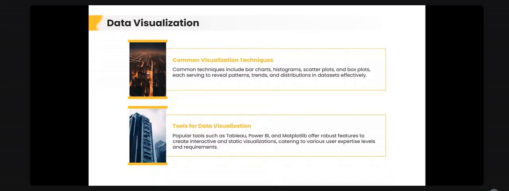Now we'll see techniques and tools. Some of the common techniques that I can think of is visualization, like bar charts, histograms, scatter plot, box plot, which will reveal patterns, trends, and the distribution in data sets. Even if you have a left skew or right skew, you can easily make it out that there are some outliers. You have to fix your data first.